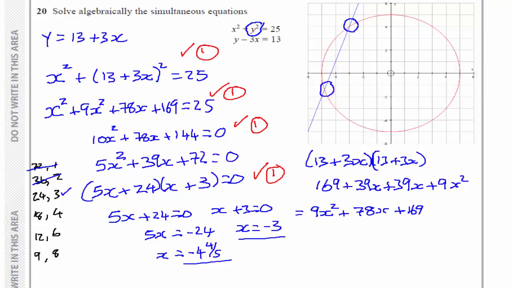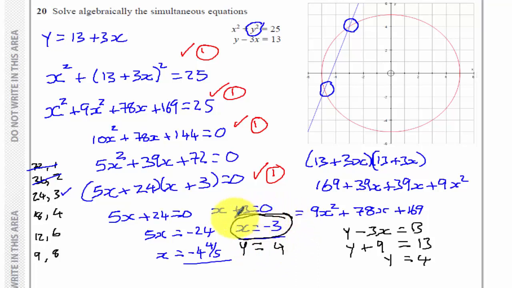But we need to get the y values. So when x is minus 3, I'm going to substitute that into my linear equation. So just down here, y minus 3x equals 13. x is minus 3, so I've got y minus 3 times minus 3 will be plus 9. So y plus 9 is 13. y will have to be 4. So if x is minus 3, y is 4. There's one solution, and you have to write them together.